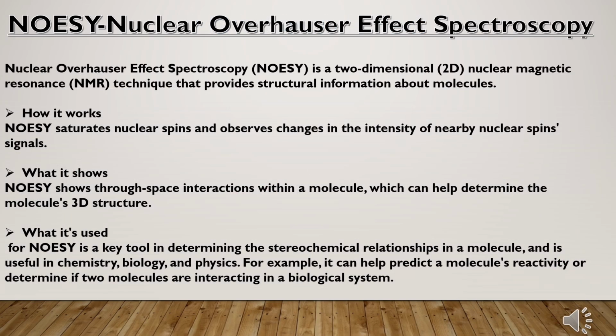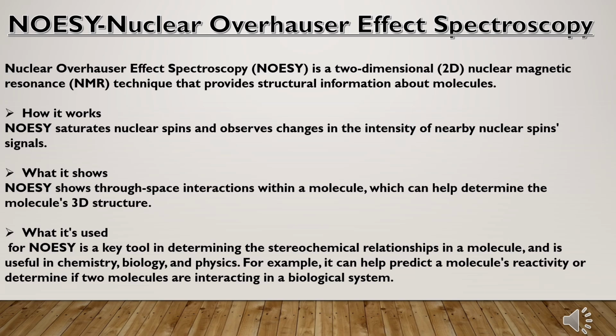NOESY, that is Nuclear Overhauser Effect Spectroscopy, is a two-dimensional nuclear magnetic resonance spectroscopy technique that provides structural information about the molecule. How does it work? NOESY saturates a nuclear spin and observes changes in the intensity of nearby nuclear spin signals. What does it show? NOESY shows through-space interactions within a molecule, which help to determine the molecule's steady structure.